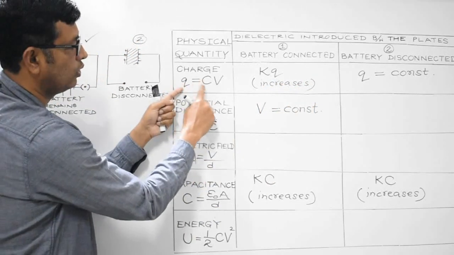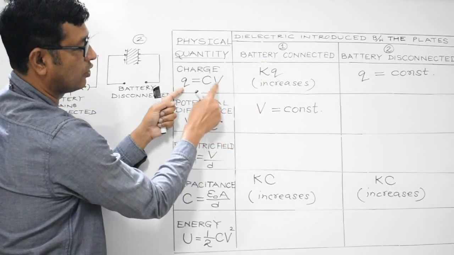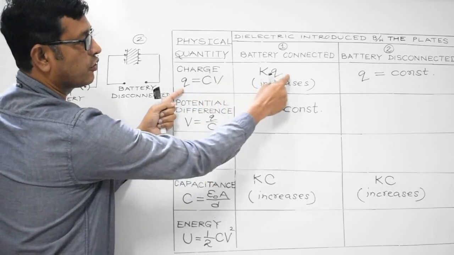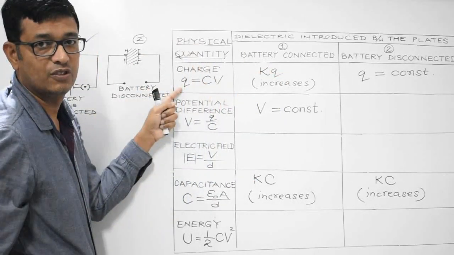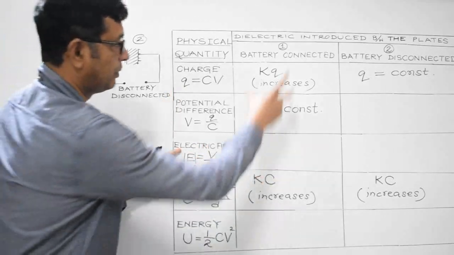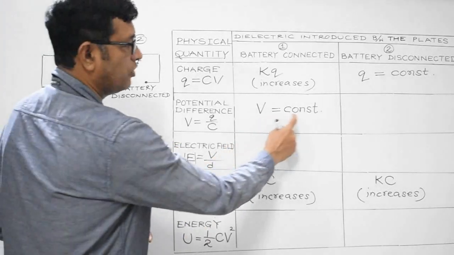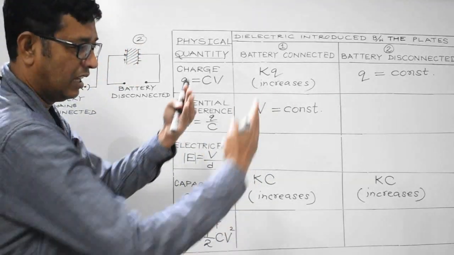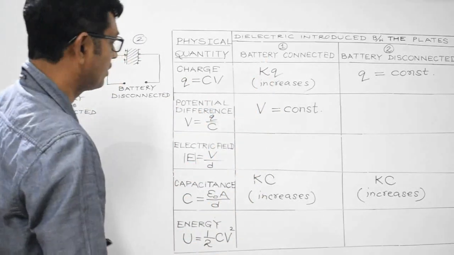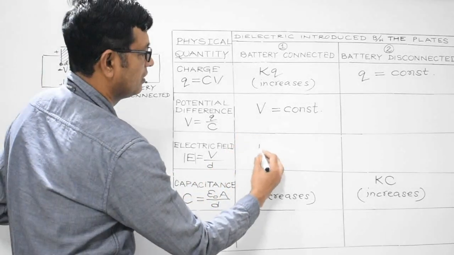Again I repeat, Q equals CV. When the battery remains connected, then potential difference is constant. But capacitance becomes K times. So the charge will also become K times. So the charge increases. Now electric field. Let's complete this column. It's V by D. If potential difference is constant, and the distance between the plates of the capacitor won't change, isn't it? Obviously. So if V is constant, D is constant, so electric field will also be constant.